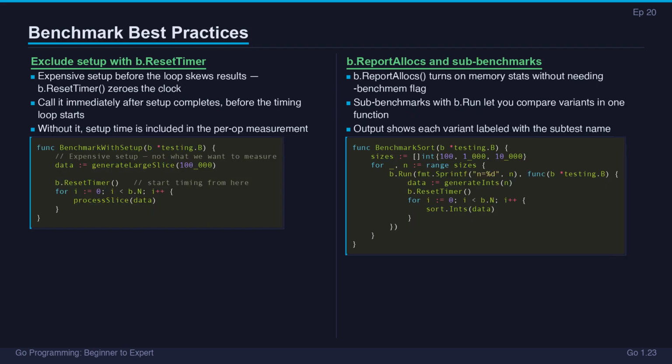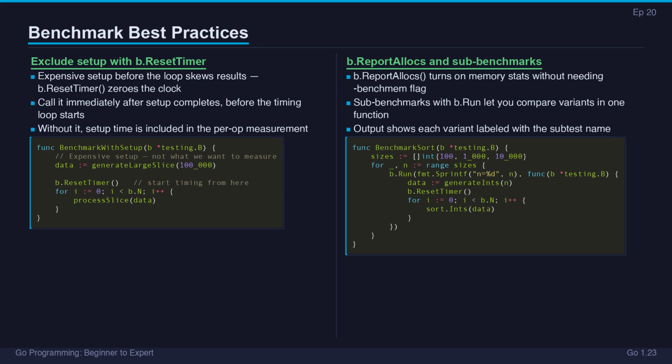If your benchmark has expensive setup, loading a file, generating data, creating a struct, that setup time inflates the per-operation number. b.ResetTimer zeros the clock. Call it immediately after setup completes and before the timing loop. The framework ignores everything before the reset.